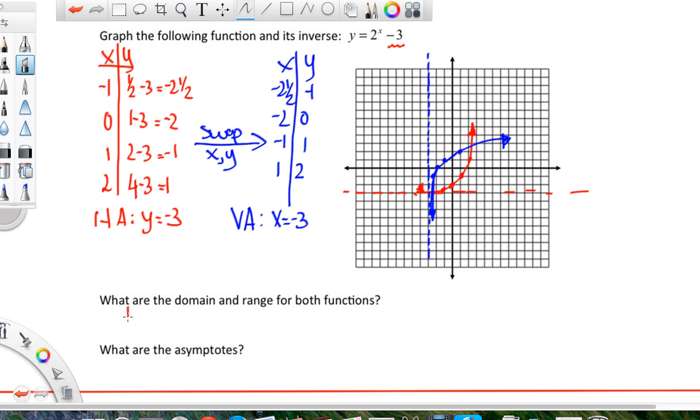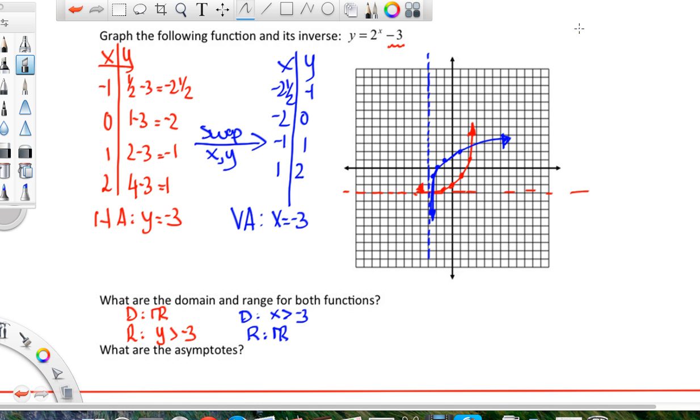Okay, domain and range for both functions. So in red, the domain for exponentials is all real numbers, and the range for this one is y larger than -3. The domain for the log is x larger than -3, and then the range is all real numbers. Okay, we already did the asymptotes.